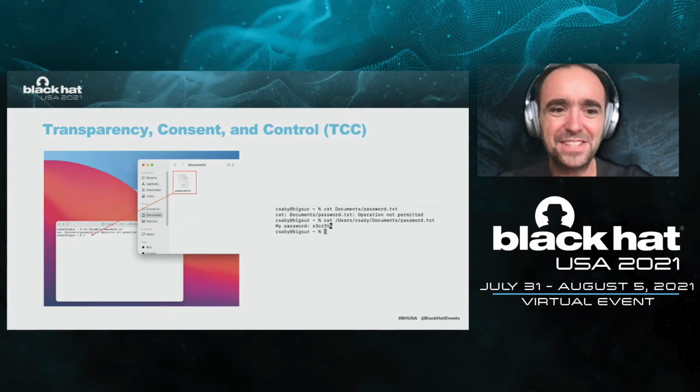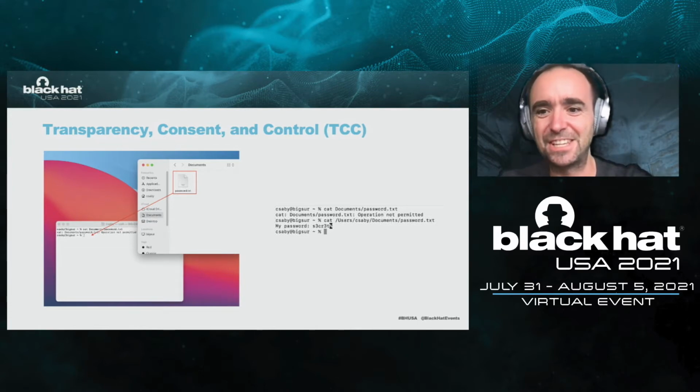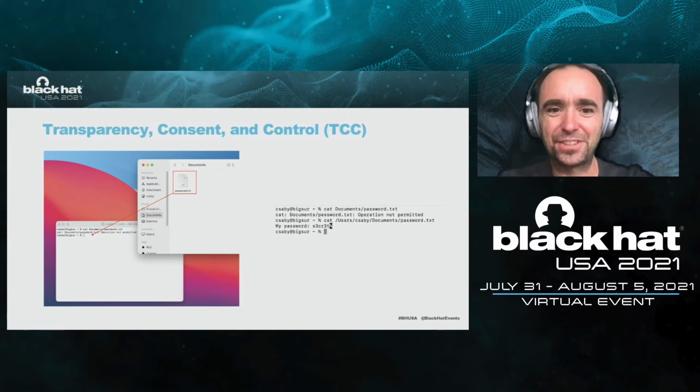So basically what is shown here on the screen is, let's say Terminal doesn't have access to the Documents folder, so the user cannot print out the password.txt stored in this directory. But if the user drags and drops the password.txt from Finder to Terminal, the user shows a clear intent that he wants to access it. So at that point, macOS will grant access to password.txt for Terminal, and then Terminal can print it out.